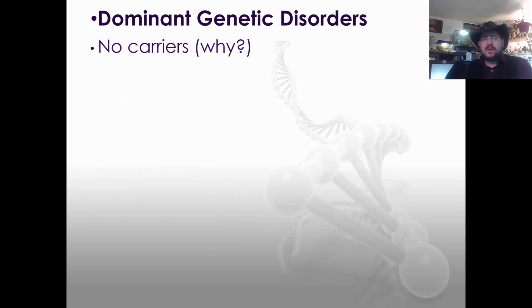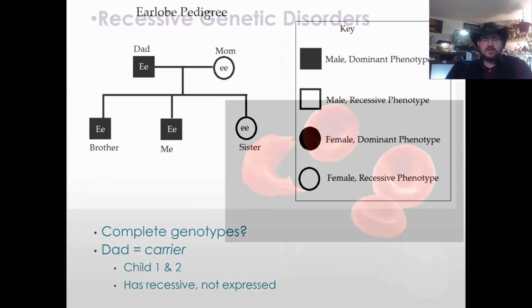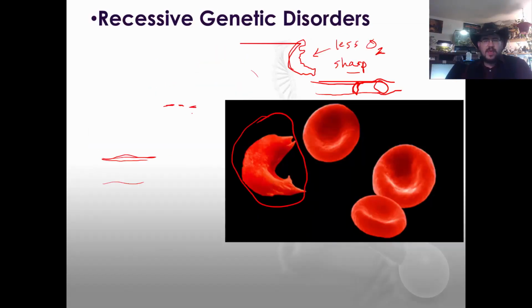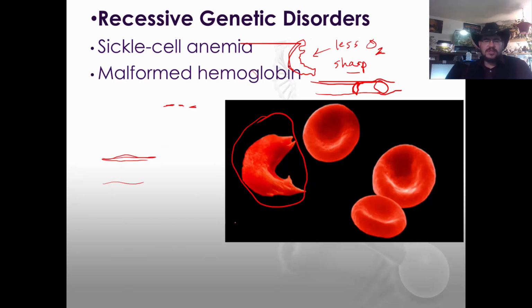Anyway, dominant genetic disorders. There are no carriers for a dominant genetic disorder. Remember, we talked about carriers right here. Dad and child 1 and 2 were carriers because they carry the recessive allele, but they do not express the recessive allele. So if you are heterozygous for the sickle cell anemia, you are a carrier. So if you're heterozygous, you're a carrier.